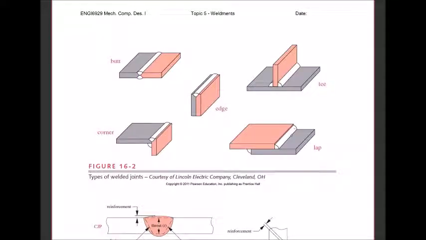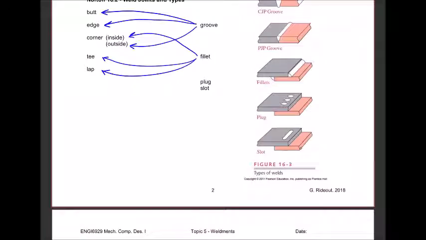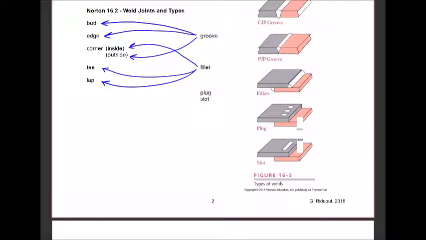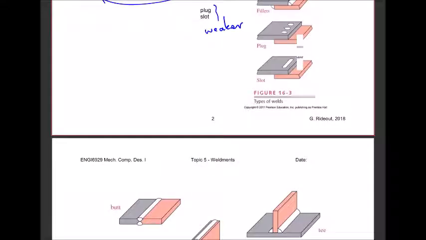Okay, here we just see simply the weld material deposited in a fillet inside of the corner, a lap joint, and a T. The plug and the slot, that requires putting either holes or slots in one of the pieces and filling the hole with molten weld material. These tend to be a weaker type of weld.